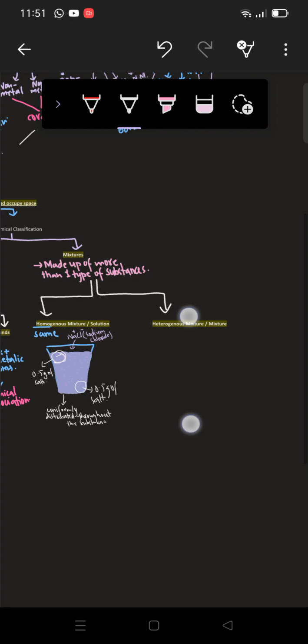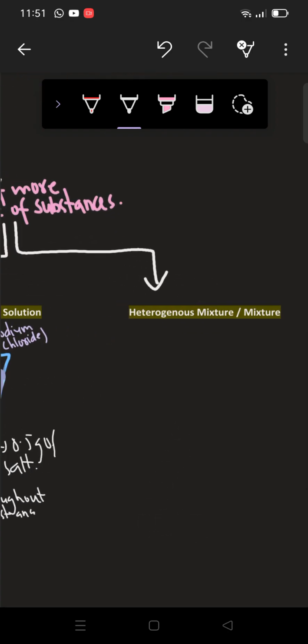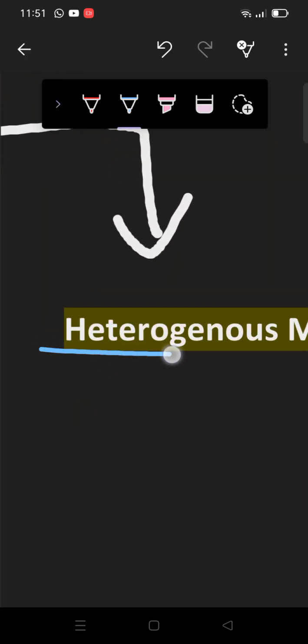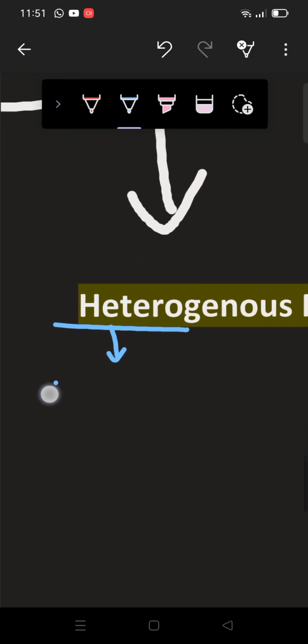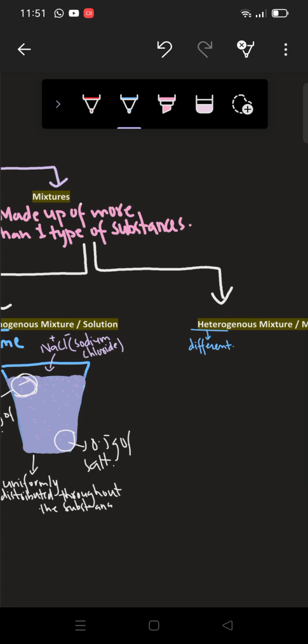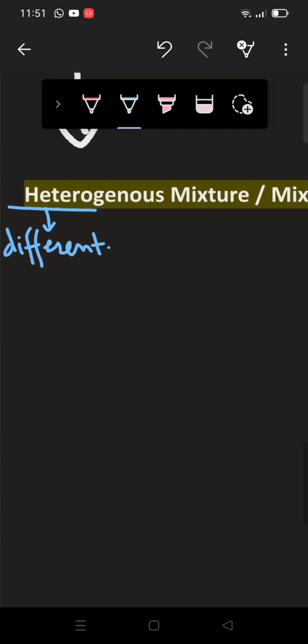So let's go with heterogeneous. Now, as homo was same, hetero means different. So here we'll have different. Like here we'll have mixture. We'll not have solution. The particle which we'll be pouring inside the water here now will not be dissolved into the water. For example, let's take an example of water.